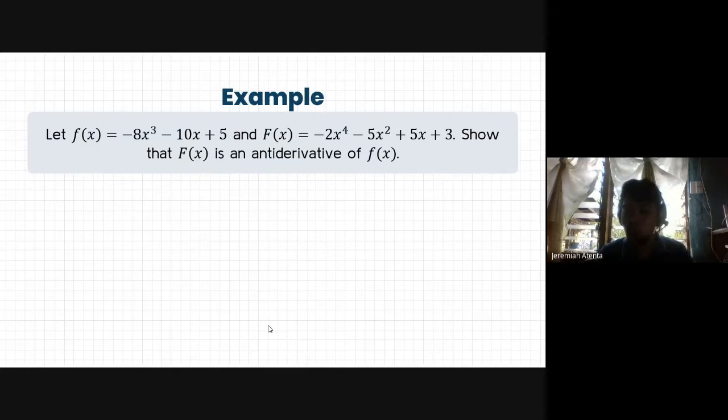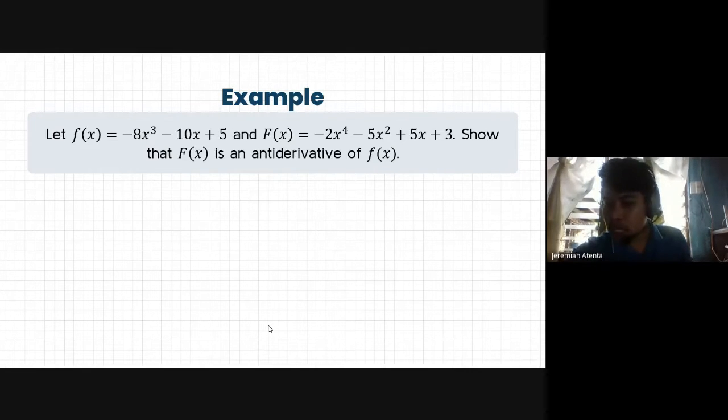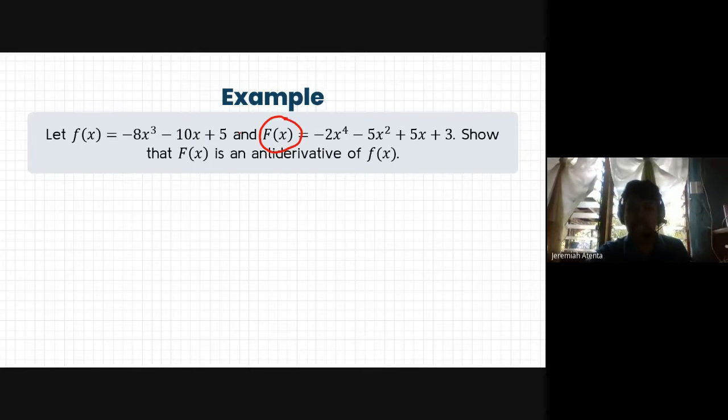Okay? So how are we going to show that the uppercase F of x is really an antiderivative of f of x? I would like to ask someone. Base your answer on the definition. Okay? So who can answer, or who has an idea? Do we have a volunteer here? How are we going to show that the given function, uppercase F of x, is the antiderivative of the lowercase f of x? Who wants to answer my question?